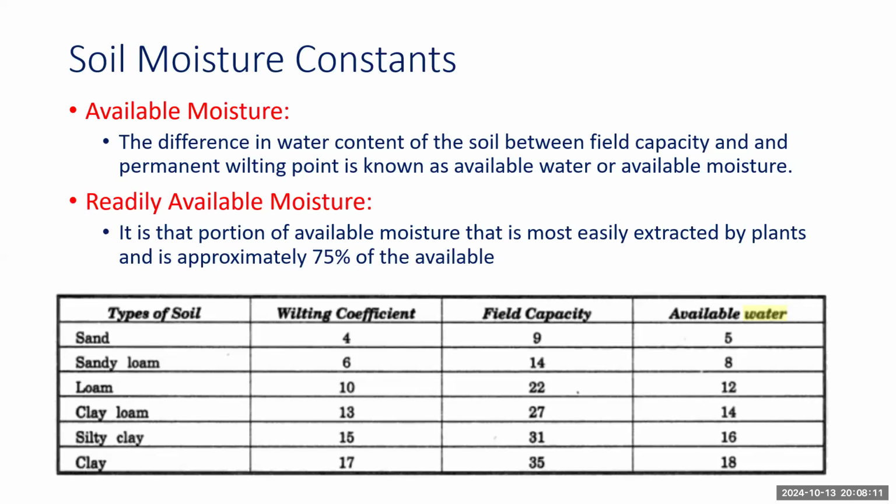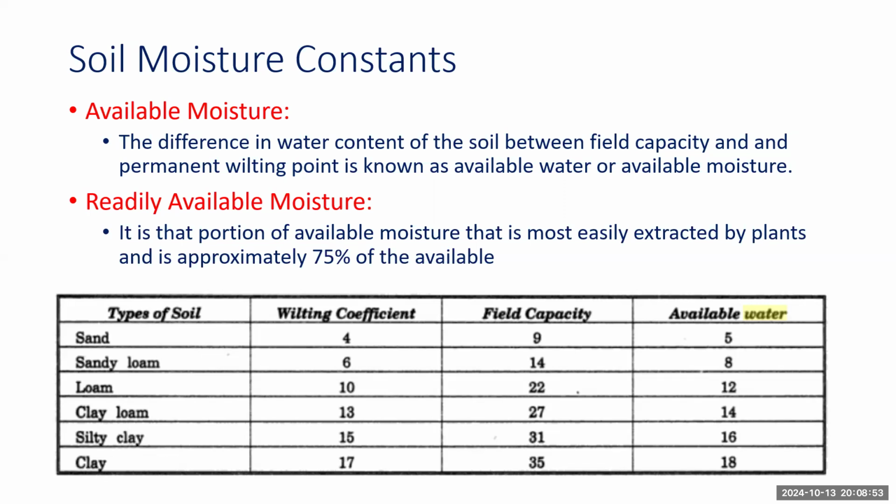Then we discussed the terms available moisture and readily available moisture. So what is available moisture? It is the difference between field capacity and wilting coefficient. That is called the available moisture or available water. This available water is useful for growth of crops. The moisture content below the available moisture is not useful for the crops. In that case, the yield of the crop will be reduced or the crop may die by losing its turgidity.